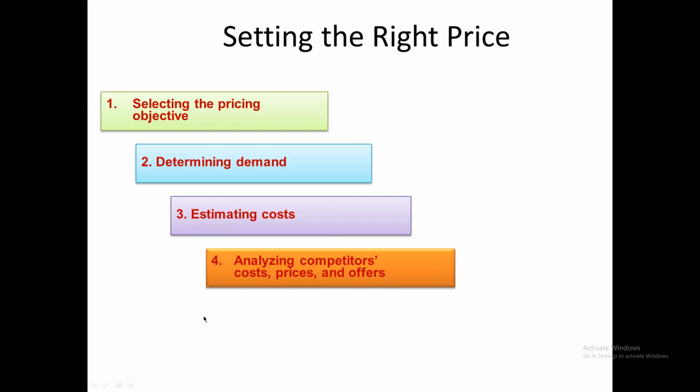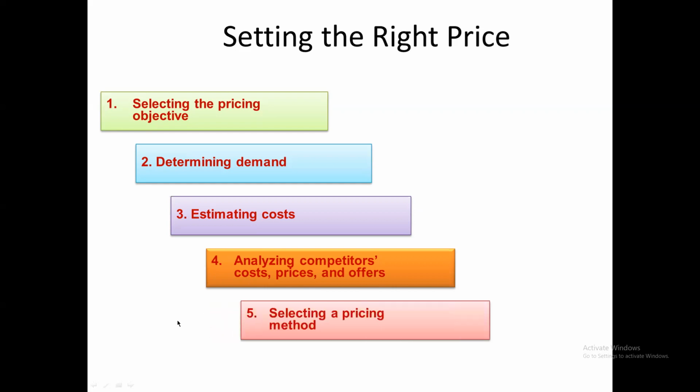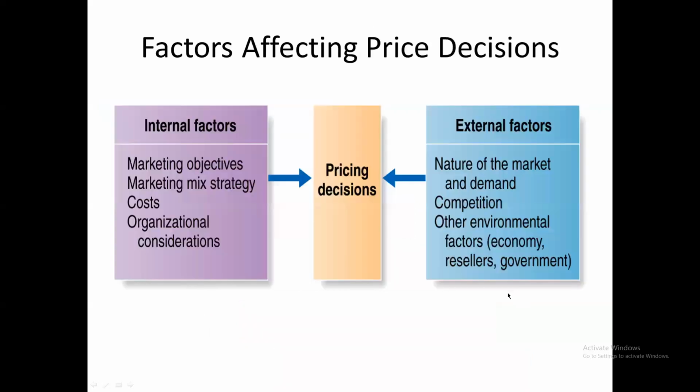If we cannot offer some offers and low price and cost, then we may not be able to compete with our competitors. Then selecting a pricing model, and finally select a final price. These are the steps to choose a right price. Number 1, selecting the pricing objective, then determining the demand in the market, estimating cost, analyzing competitors' cost, price, and offers, then selecting a pricing method and selecting final price.